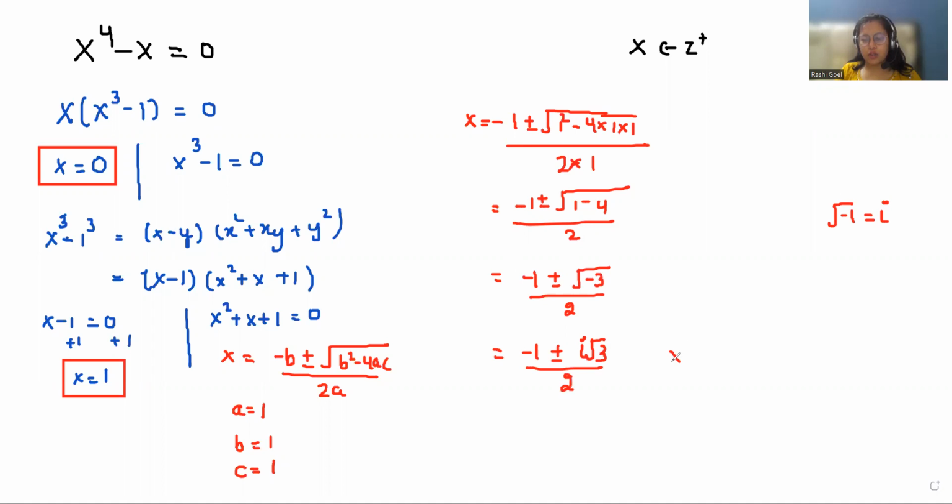So the other two values of x are minus 1 plus iota root 3 divided by 2, and the second is minus 1 minus iota root 3 divided by 2. So we are going to reject these values because we have already said that x is a positive integer. So the value of x is 0 and 1 in this case.